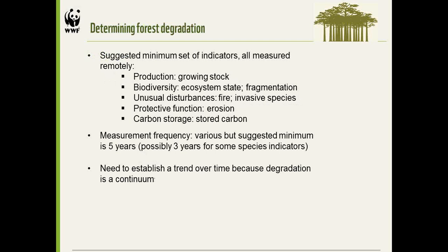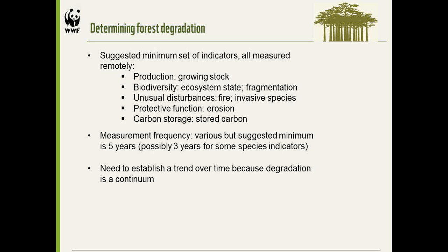So for the next slide, we have a suggested minimum set of indicators. The important point that we're trying to make here is that a forest can be degraded from many different perspectives. But if you're trying to maintain a sustainable production of goods and services and managing your forest using sustainable forest management, then you need to have indicators for each one of these criteria that we've suggested.